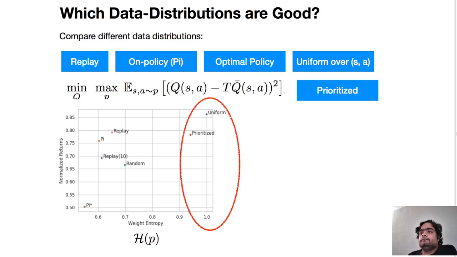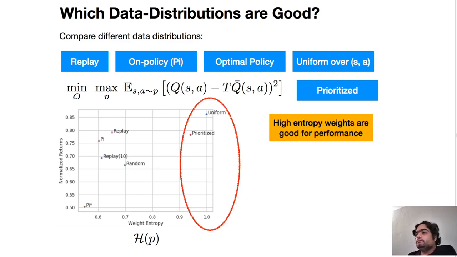Now observe that the high scoring region, the region that actually gets higher values of return on the y-axis, corresponds to the region on the x-axis that has a higher entropy of the distribution. So the prioritized distribution and the uniform distribution have high entropies, high H of P values, and they actually also have the highest performance. The replay distribution also has high performance, but prioritized and uniform are very high. So what is really happening here? What we draw as a conclusion from this slide is that high entropy weights are good for performance. If you have a distribution that is more uniform over all state-action pairs, that seems to be better here in this grid world example.